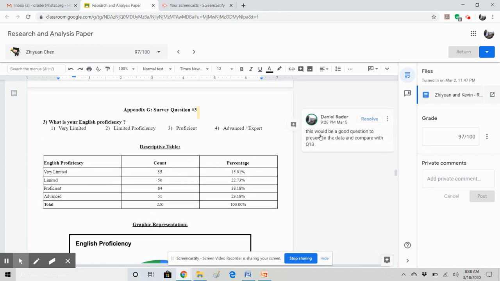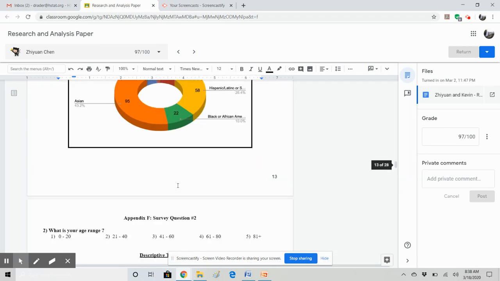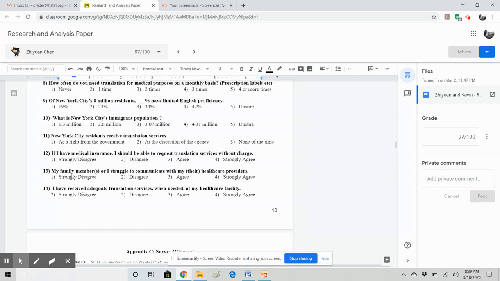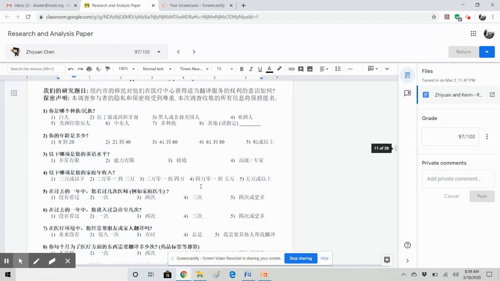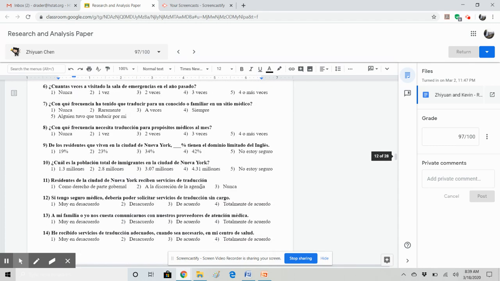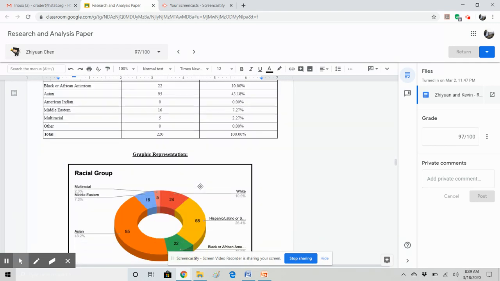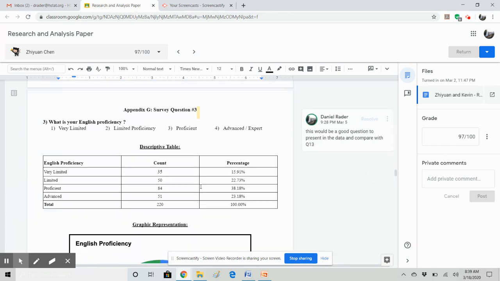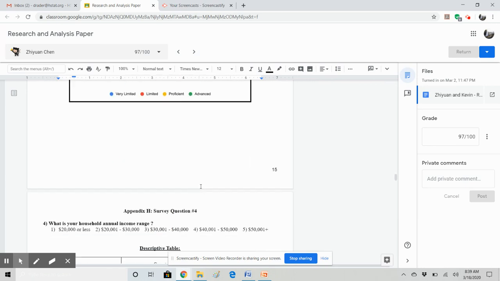Now, if you look at my first comment here, I wrote, this would be a good question to present in the data and compare question 13. Question 3 speaks to a demographic. What is a person's English proficiency? I'm going to go back to the survey. Question 13, my family member or I struggle to communicate with their healthcare provider. So it would really be looking at a demographic, specifically then with an attitude as it relates to experiences with translation services in hospitals and other medical settings.